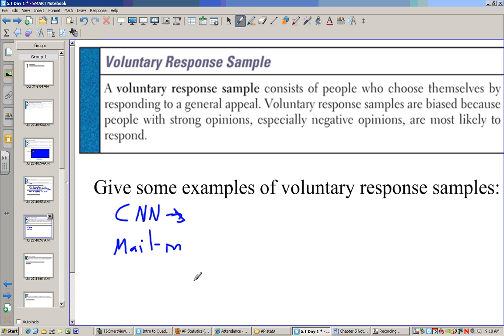So you might have a mail-in survey on something that happened in the community, and only people who are really mad about that will actually mail in the survey.